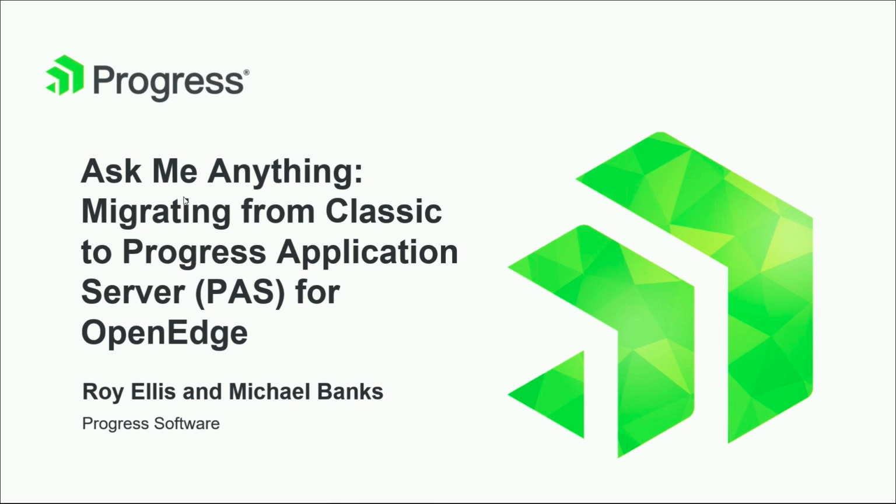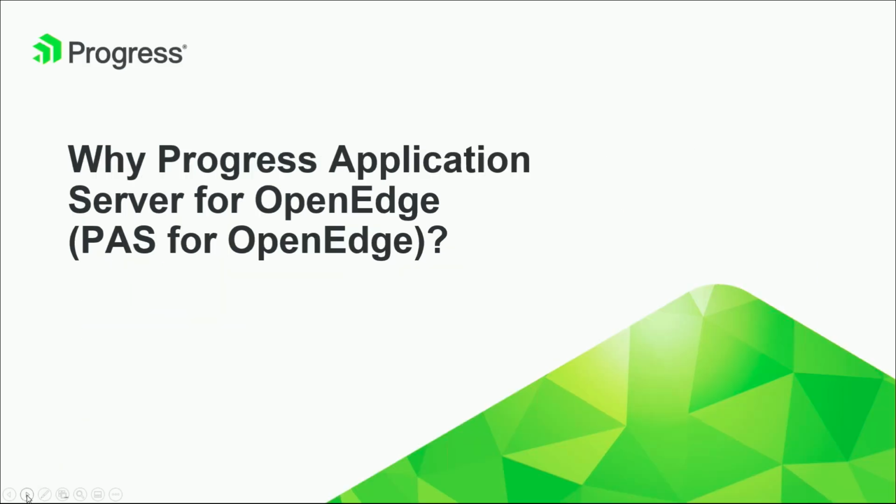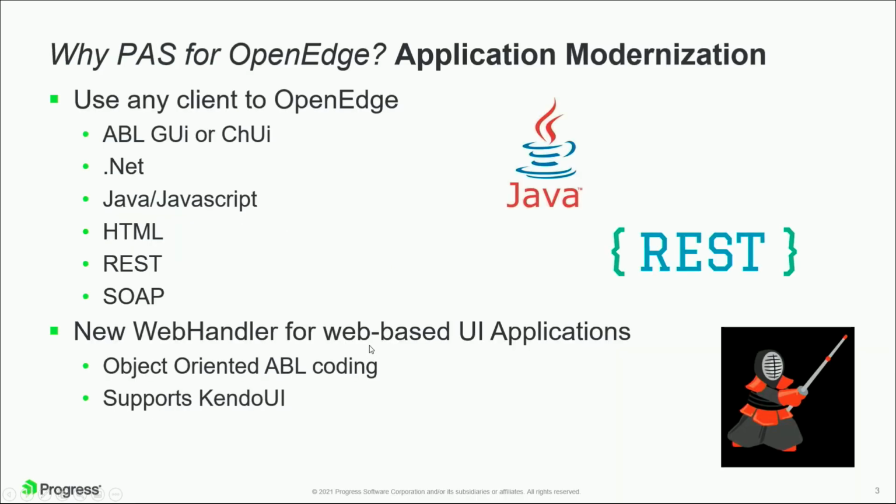Before we get started, we just have a few slides where we want to go over why we decided to move away from the classic app server and move to the Progress application server for OpenEdge, also known as PAS for OpenEdge or PASOE for short, and why we decided to do this. We've had this presentation before, and it's always why PASOE. So we're going to tag team this. Mike will do one, I'll do one, and we'll see which one is first. Mike, I think that's yours. Sounds great.